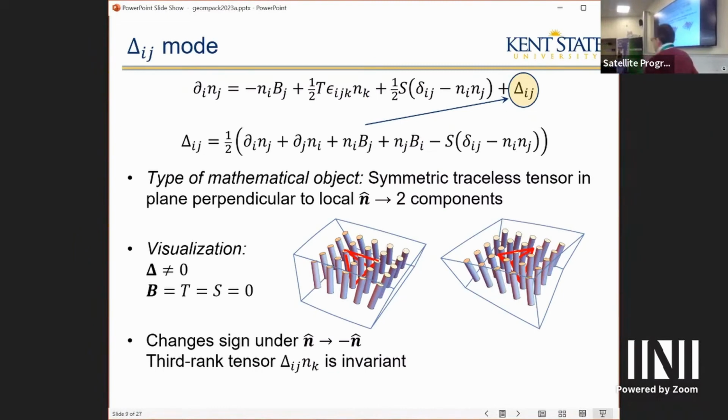It is explicitly odd in n, but if we want something that's unambiguous, we can just take an outer product with n itself, and then no problem. Okay, so that's a third rank tensor.